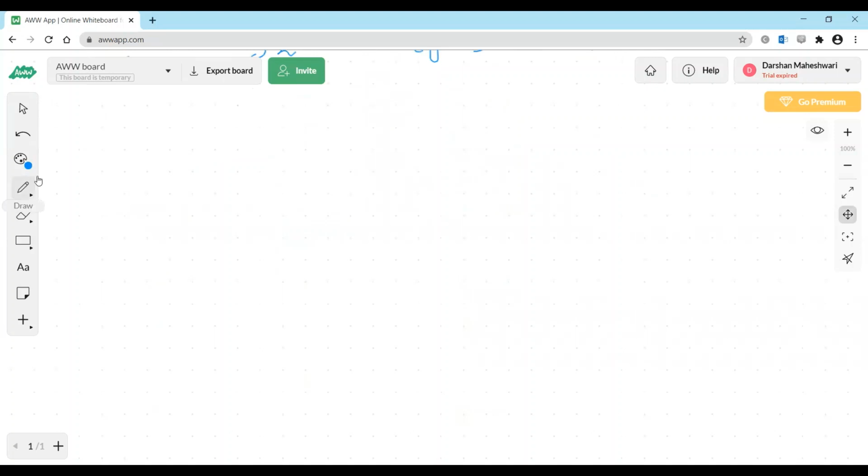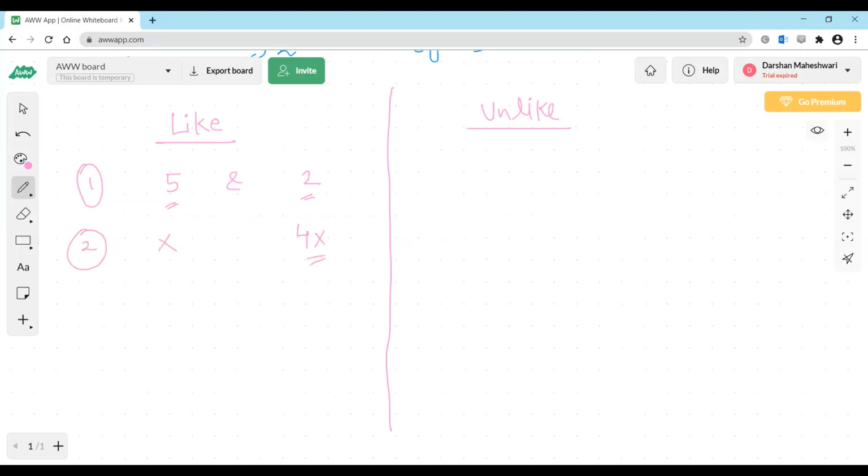All right. Let's now talk about another term which we will find in polynomials. It is like and unlike terms. So what are like and what are unlike terms? For example, if you have terms like 5 and 2, these are like terms. Why? Because both are constants. If you have terms like x and 4x, these are like terms because both are variables and both have x in them. For example, if you have x square, 2x square, and 3x square, these are like terms.